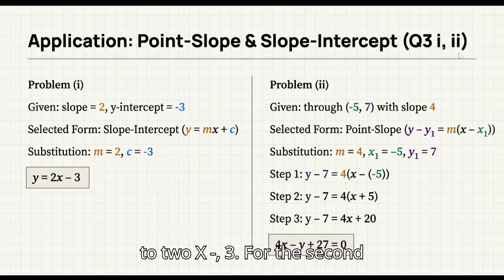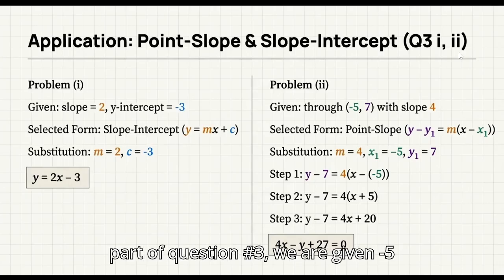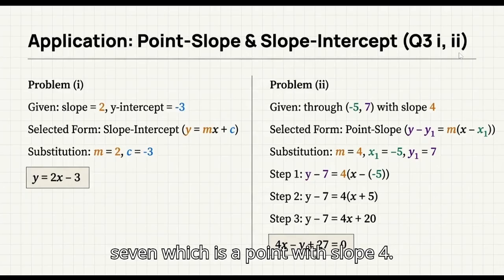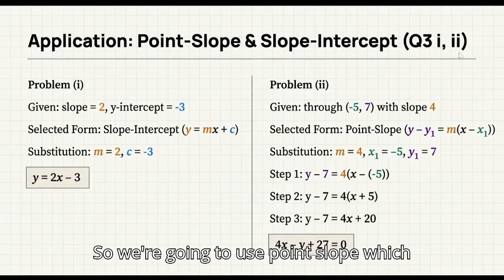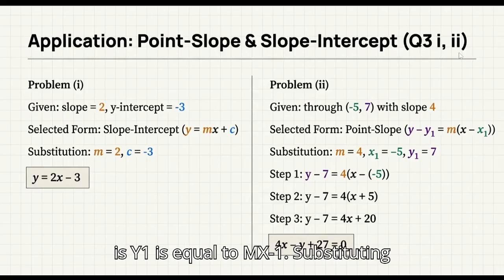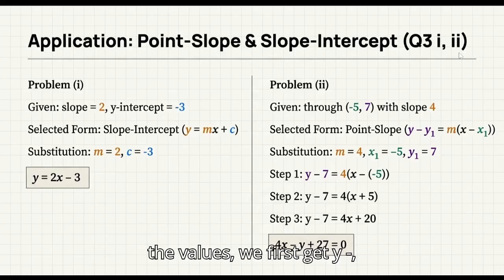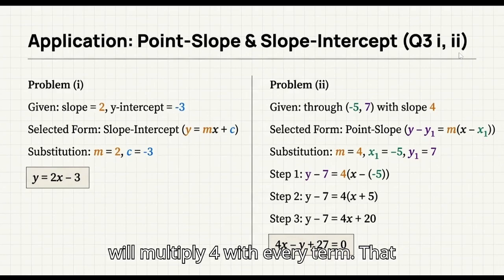For the second part of question number 3, we are given (-5, 7), which is a point with slope 4. So we're going to use point slope, which is y - y1 = m(x - x1). Substituting the values, we first get y - 7 = 4(x - (-5)). Then what will we do? We will multiply 4 with every term.